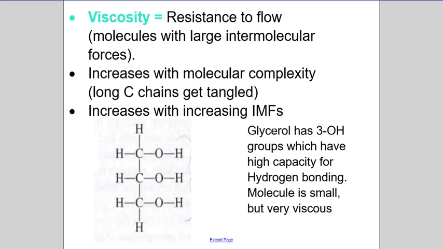You can see glycerol right here. You have these 3 OHs, so these 3 hydrogens that are capable of hydrogen bonding with another molecule. So because it's relatively small and you have these 3 hydrogens that are capable of a strong IMF, it makes it very viscous. This is the stuff that you use to make bubble solution.